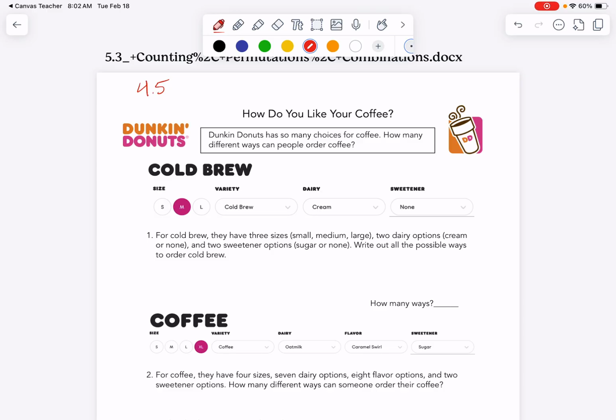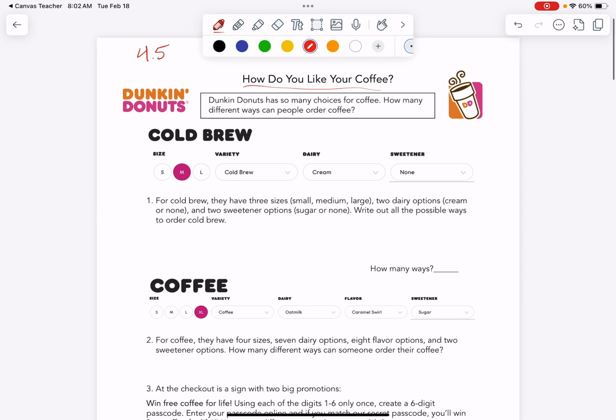So 4.5 is all about learning how to find out how many combinations and permutations of something are possible. And they do this under the backdrop of ordering something at Dunkin' Donuts. So this is all about ordering coffee. You pull into Dunkin' Donuts, you're in your unmarked white van or whatever, and you pull up to the drive-thru and they ask, what would you like for all these options? How many different ways can you order your coffee?